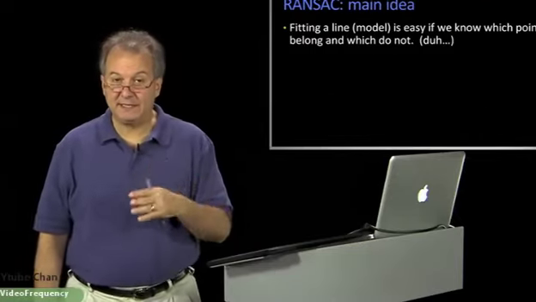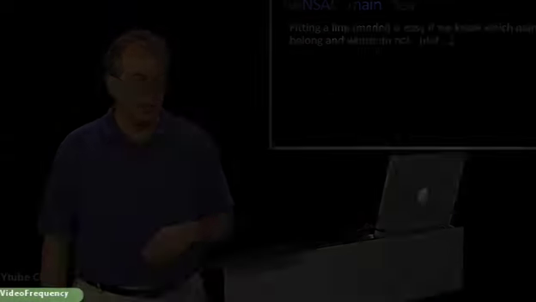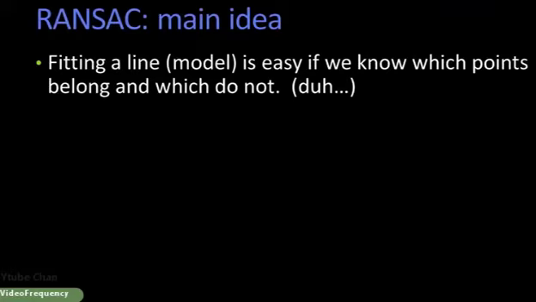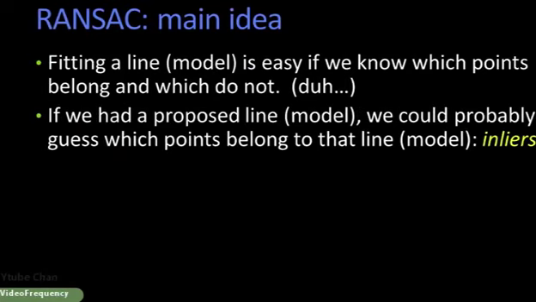So here's the main idea of this algorithm called RANSAC. Fitting a line, a model, is easy if we know which points belong to that model and which do not. At which point I wrote, duh, yeah. A little more interesting: if I had proposed a particular model, a particular line, we could probably guess for a whole bunch of points which of them come from that line, or come from that model. And those are called inliers. That is, they come from the model.